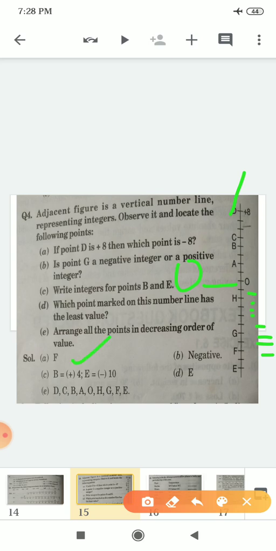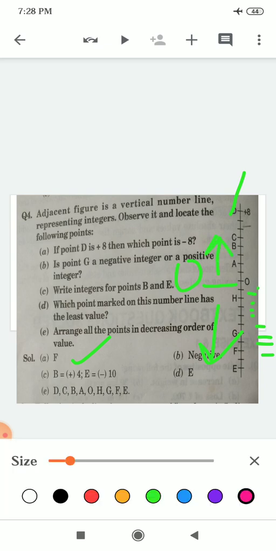Is point G a negative integer or a positive integer? You can see, because we are coming down this side, it is obviously a negative integer. Write integers for points B and E. It is up, so it will definitely be positive, because this is 0, this is 1, 2, 3, 4. So point B will be 4, and point E is down, so E will be minus 10. If you start counting from here, it will be minus 1, minus 2, minus 3, minus 4, minus 5, minus 6, minus 7, minus 8, minus 9, minus 10.